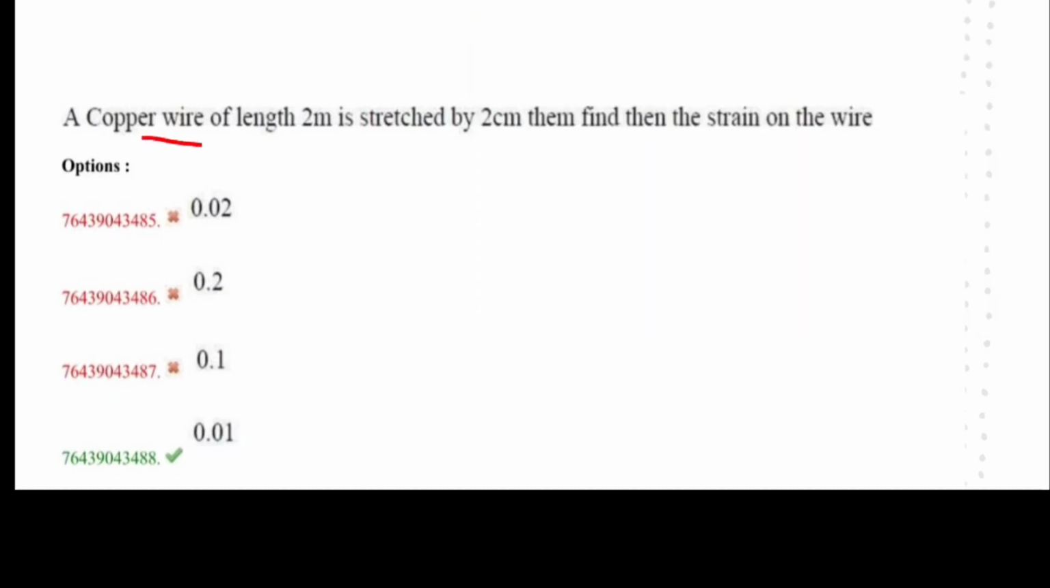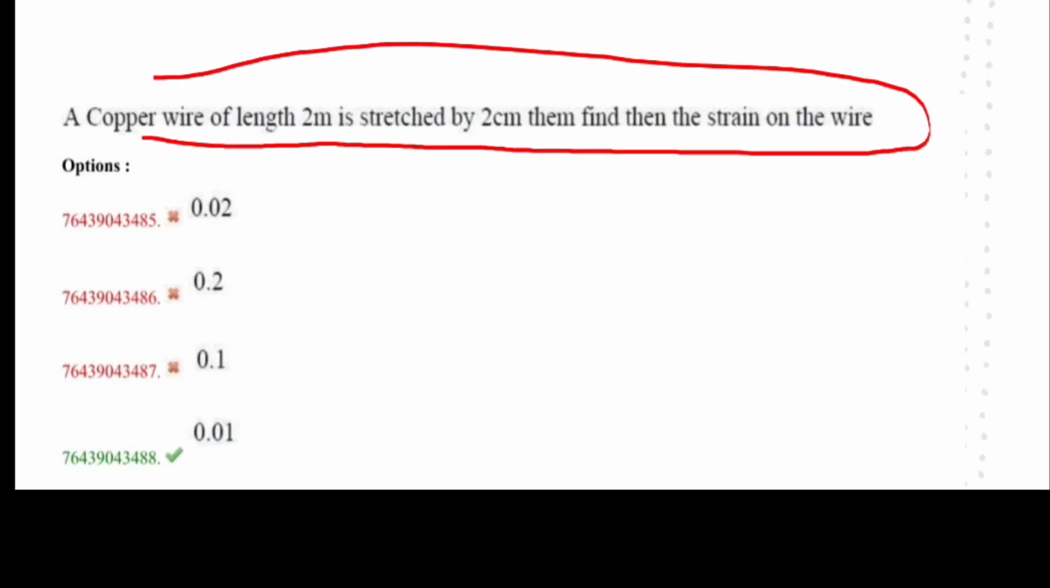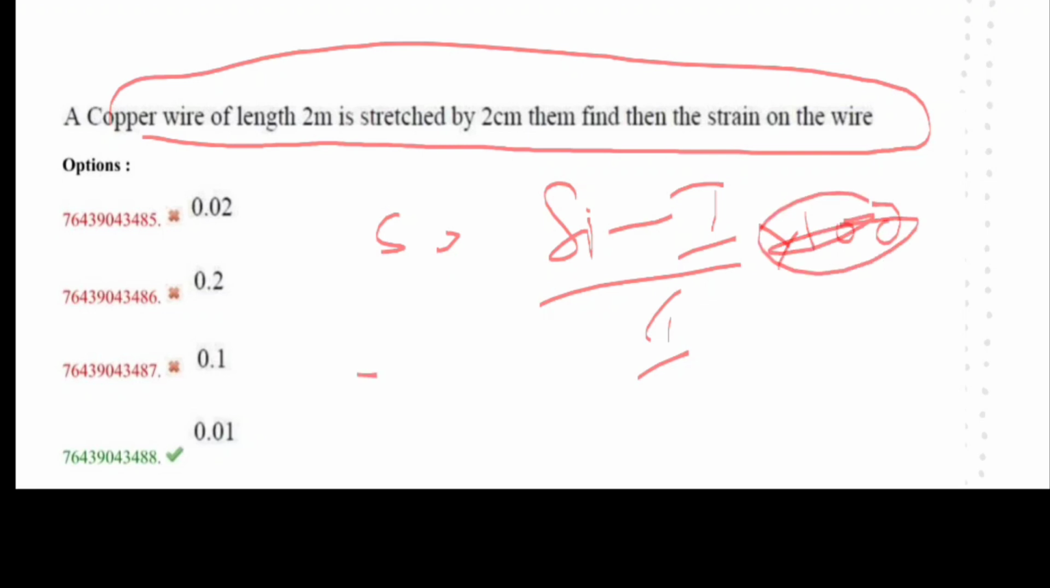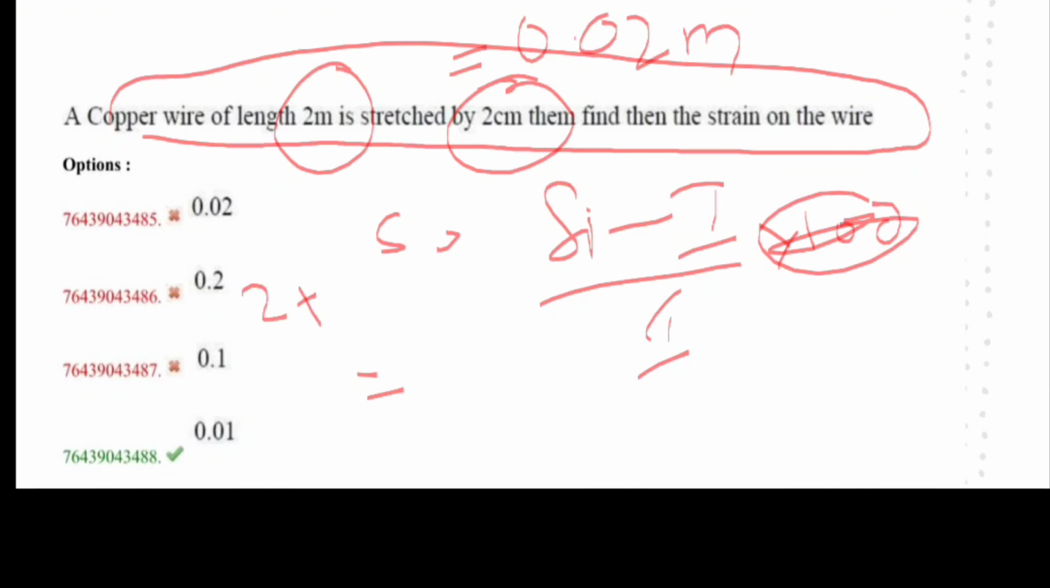A copper wire of length 2 meter is stretched by 2 centimeters. Then find the strain on the wire. Strain is nothing but the final length minus initial length by initial length. No need of the 100. So here the final length will be, already it is 2 meters, stretched by 2 centimeters. 2 centimeters is nothing but 0.02 meters. So the final length will be 2 plus 0.02, nothing but 2.02.